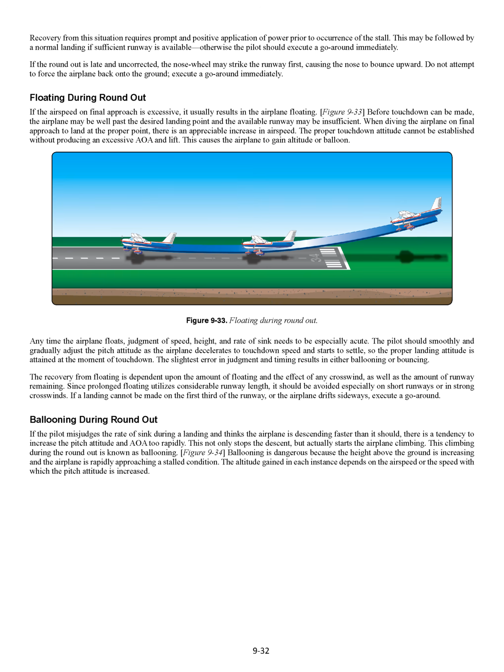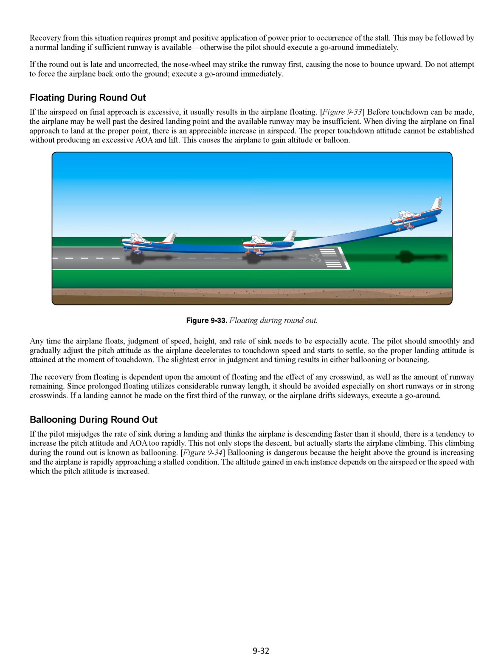go-around. Ballooning during round-out. If the pilot misjudges the rate of sink during a landing and thinks the airplane is descending faster than it should, there is a tendency to increase the pitch attitude and AOA too rapidly. This not only stops the descent, but actually starts the airplane climbing. This climbing during the round-out is known as ballooning. Ballooning is dangerous because the height above the ground is increasing and the airplane is rapidly approaching a stalled condition.